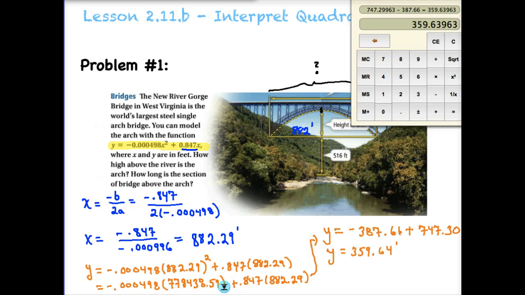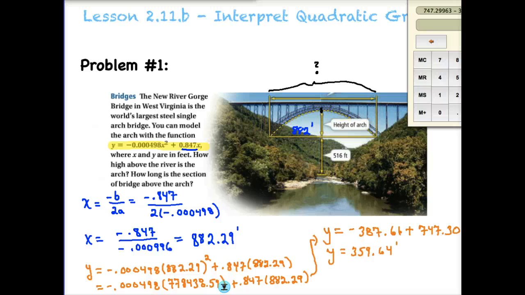So great. What we know now, if I look at my graph here, is that the height, we're going to move our calculator over a little bit more. So the height right here of this arch is approximately, and I'm going to round, 360 feet. Our vertex, we have just found to be 882, 360, and I just rounded that.